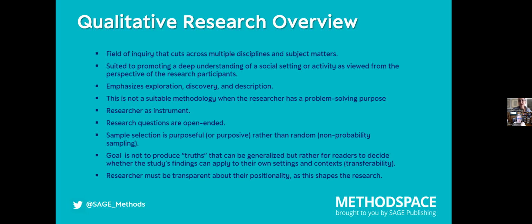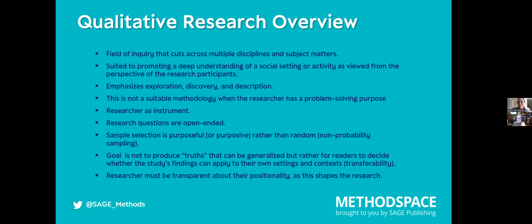Just to refresh everybody's minds about what qualitative research really is, what are the main key features? We know that it's a field of inquiry that cuts across multiple disciplines and subject matters. In other words, it's multidisciplinary. It's not really specific to any one discipline. It is well suited to promoting a deep understanding of a social setting or an activity, really from the very perspective of the research participants themselves. The emphasis is on exploration, discovery, and description. It's not a suitable methodology when the researcher has a problem-solving purpose because it's more exploratory and descriptive in nature.